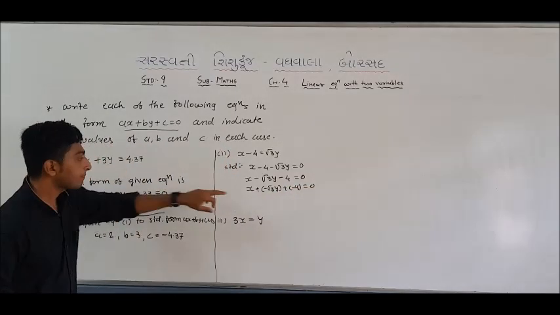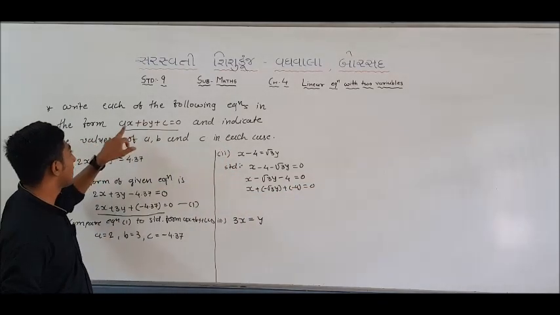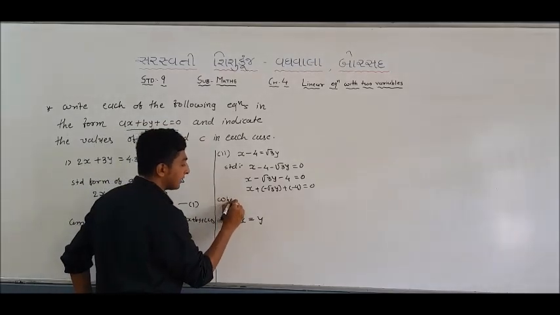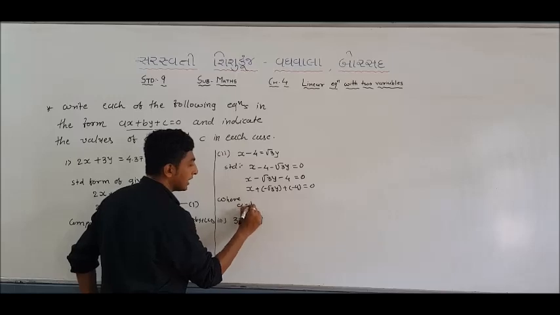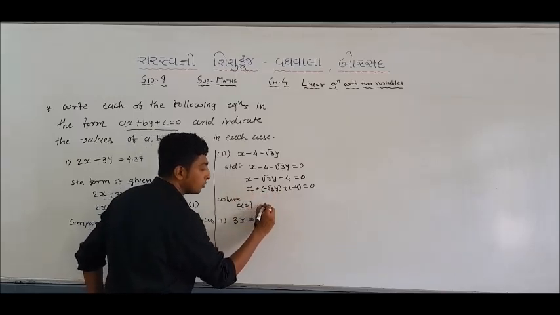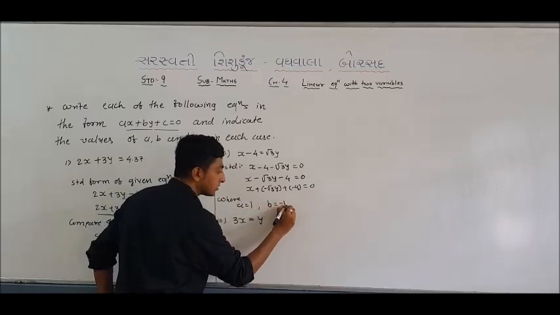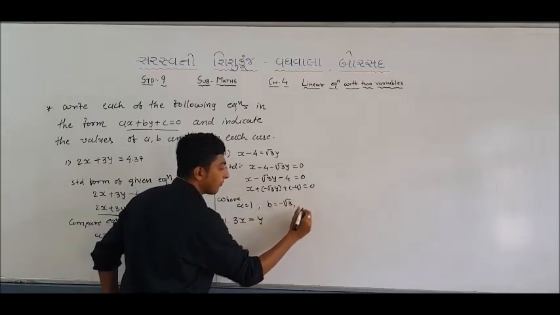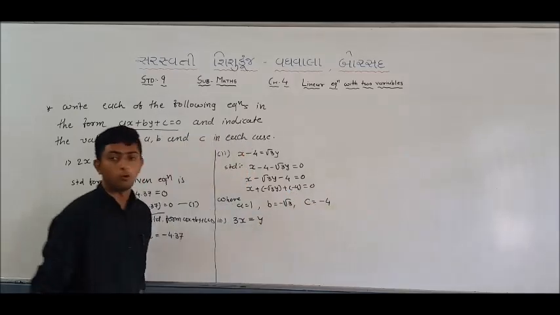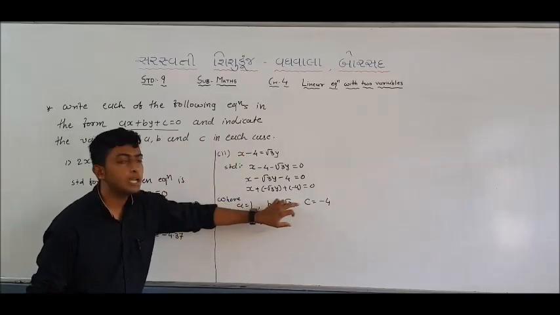Now compare this equation to the standard form ax plus by plus c equal to 0, where a equal to, here coefficient of x is 1, coefficient of y equal to minus root 3 and constant term c equal to minus 4. So these are the a, b and c.